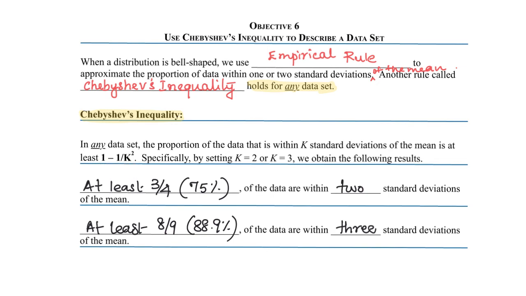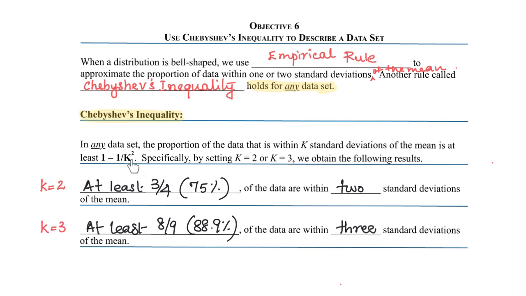That means we can use it for any data set, and this is the formula we will be using, and we will substitute 2 first. So, if you substitute 2 first, 1 minus 1 over 2 squared, that means 1 minus 1 over 4, that is 3/4. 3/4 in percentage is 75%. So, we can say at least 75% of the data are within 2 standard deviations of the mean.